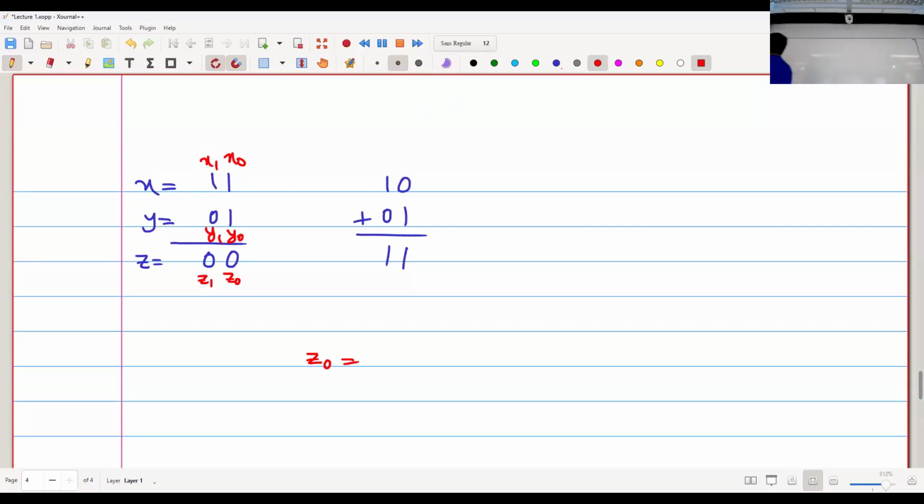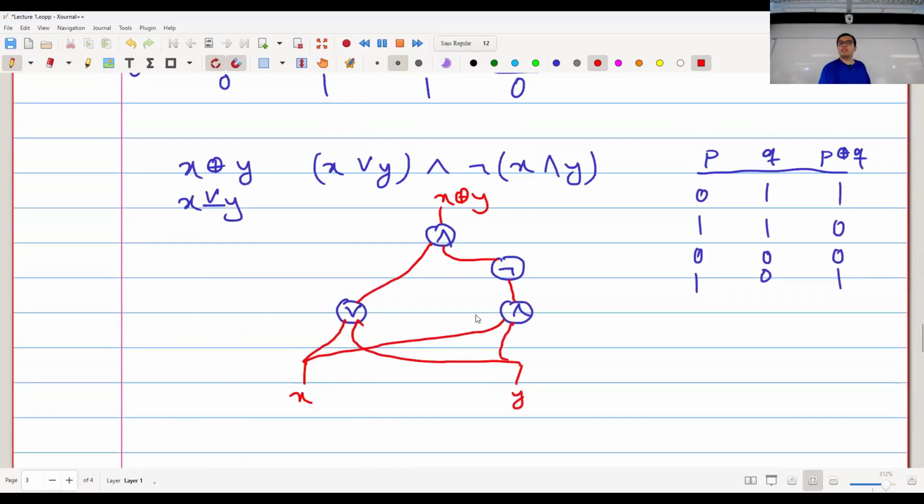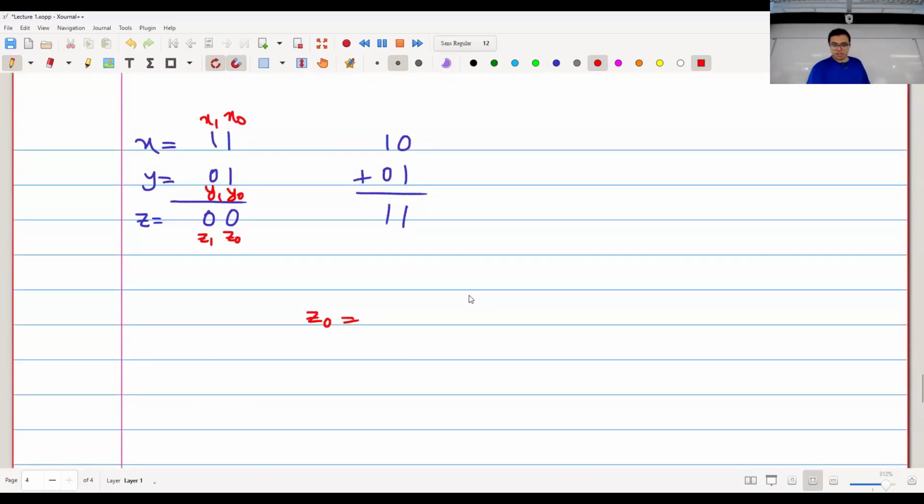It should be exactly the result of adding the first bits, or the rightmost bits, of the two numbers. Okay, but I already know how to do that. This is how I can do that. This is just going to be X0 XOR Y0. And I know how to do that because I've already created the circuit.